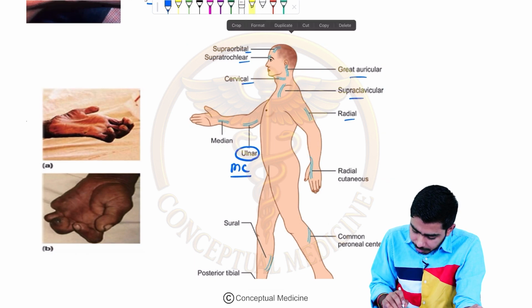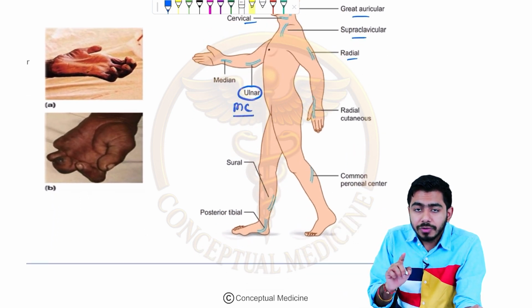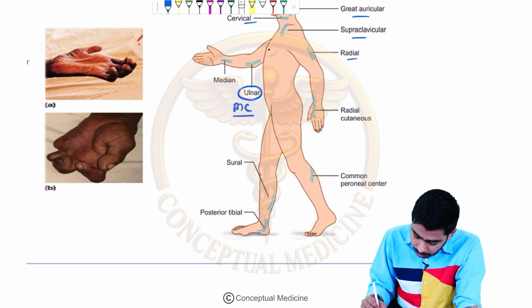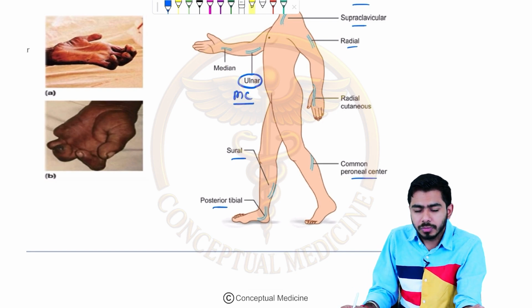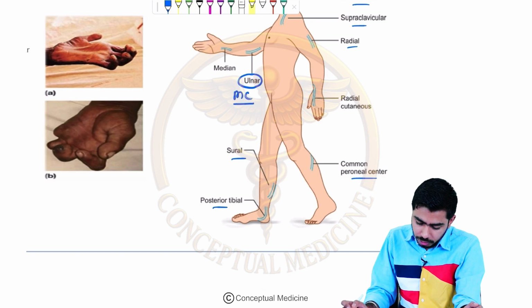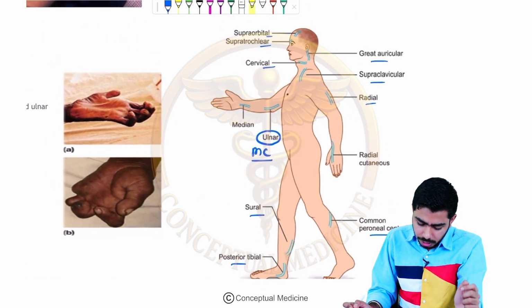Then the radial nerve can be there, radial cutaneous nerve, I mean, right? Radial, not the radial nerve, radial cutaneous nerve I am saying. Which is a part of that one only. Sural nerve can be there, posterior tibial nerve, common peroneal nerve. So these are some of the nerves which can be involved, but what you need to remember, ulnar nerve is the most common involvement, right?